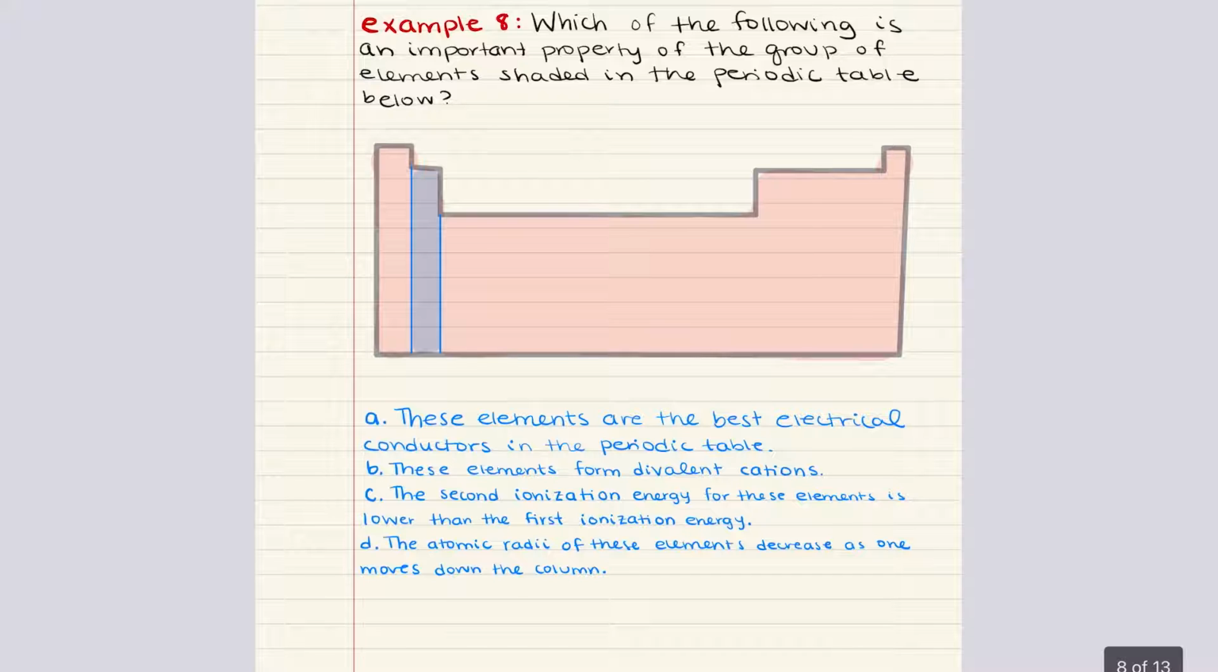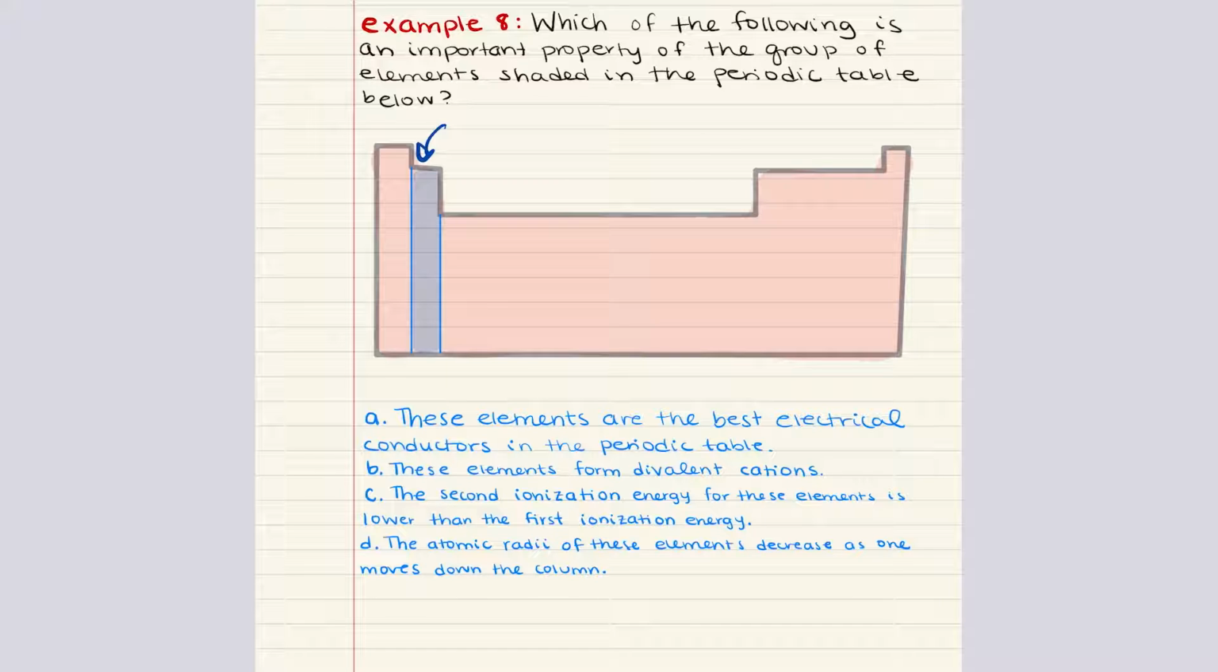Problem 8 says, which of the following is an important property of the group of elements shaded in the periodic table below? Wonderful. Now, in this problem, we're asked to identify an important property of the group of elements that's shaded. The shaded elements belong to group 2, which consists of alkaline earth metals. These elements include beryllium, magnesium, calcium, strontium, barium, and radium. So let's analyze the options and work through the problem that way.